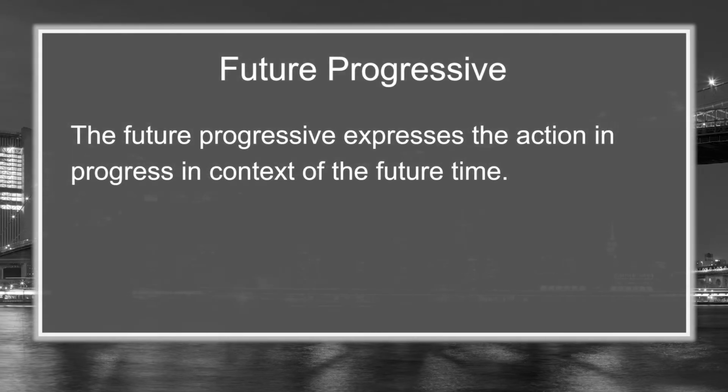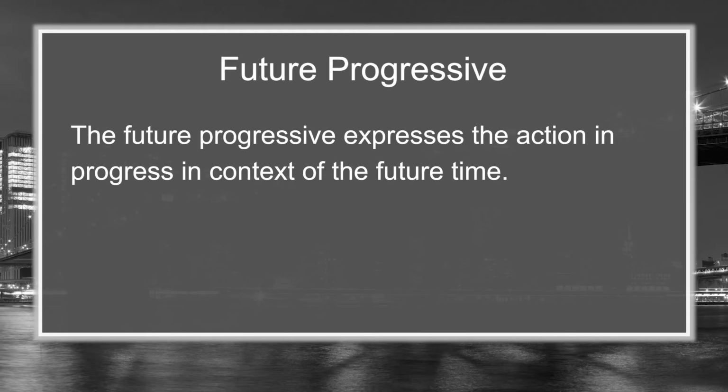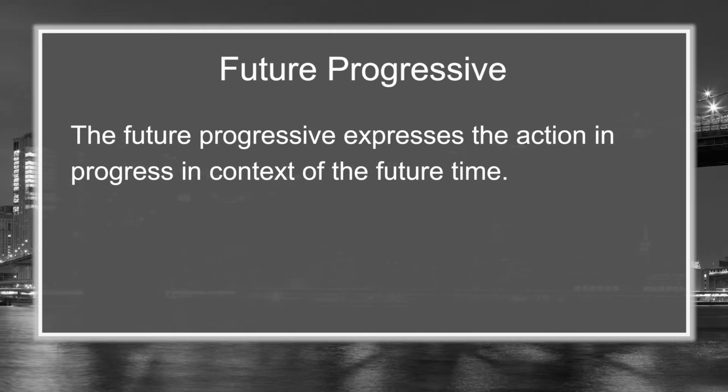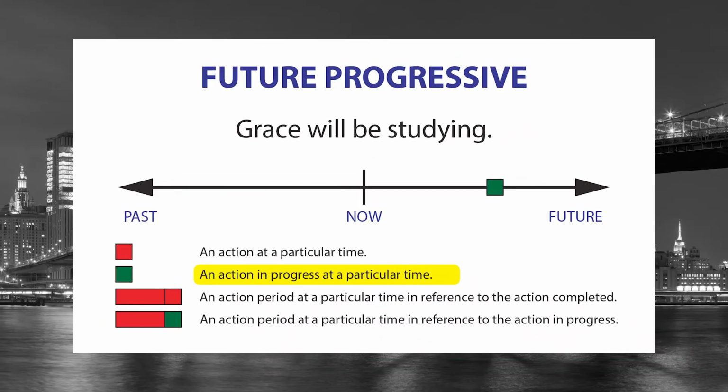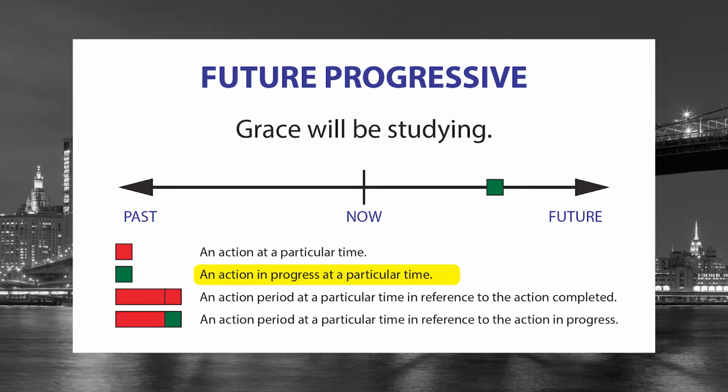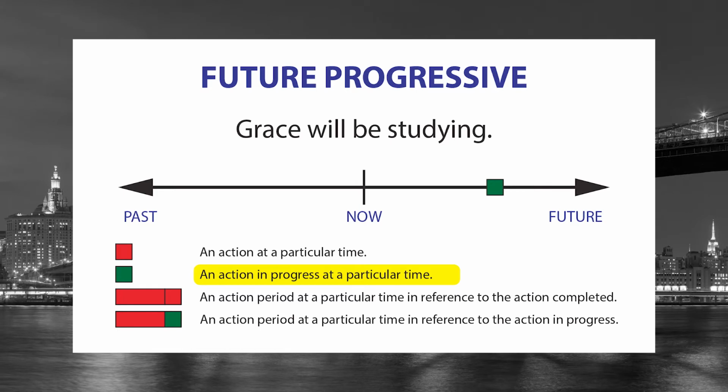The future progressive expresses the action in progress in context of the future time. Grace will be studying means that her studying is in progress at one particular time in the context of the future time.